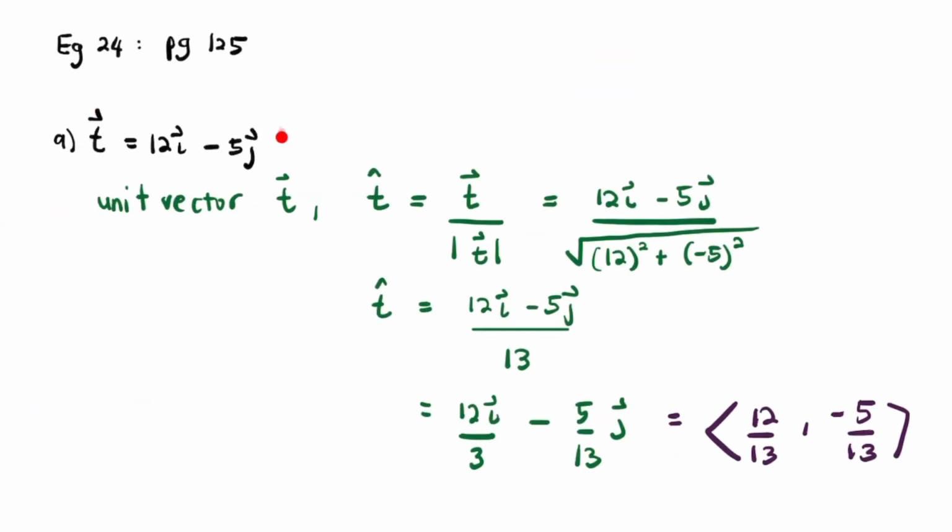Now let's see this example. For example, you are given a vector t is 12i minus 5j, and you are asked to find a unit vector for t. So let's write the formula. Unit vector for t is equal to t over magnitude t. Let's fill in t, 12i minus 5j, divided by the magnitude of t, which is square root of 12 squared plus minus 5 squared. Let's calculate this. This is equal to 13. Now let's simplify. This is just 12 over 13 i minus 5 over 13 j, or you can write your answer in brackets as 12 over 13, comma, minus 5 over 13. So this is a unit vector that follows the direction of t. However, the magnitude is equal to 1.